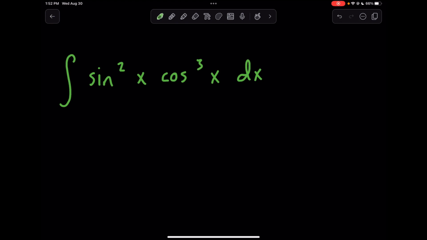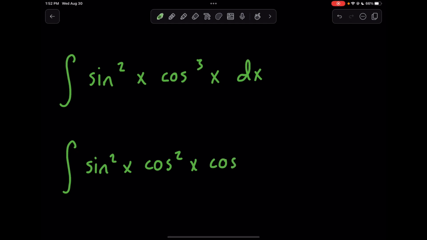Alright, so in the second example, I'm integrating sine squared x times cosine cubed x. Notice that the power on sine is even, and the power on cosine is odd. So, we're going to rewrite this as sine squared x times cosine squared x times cosine x. So we now took one cosine x out so that we can use our trig identities.